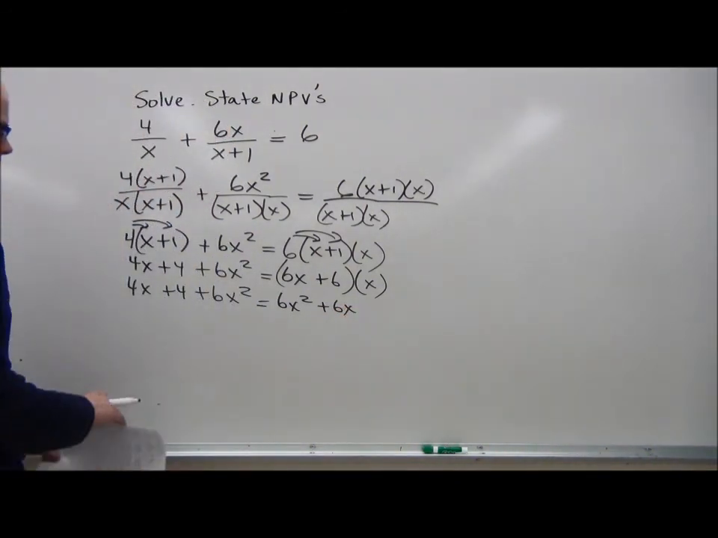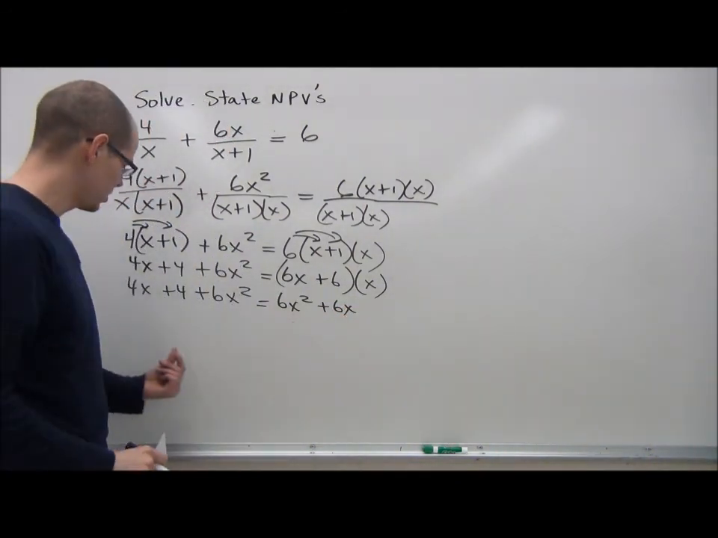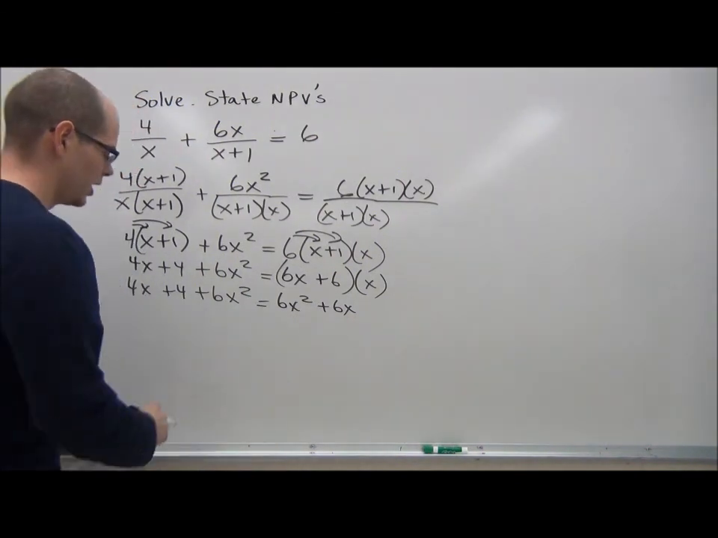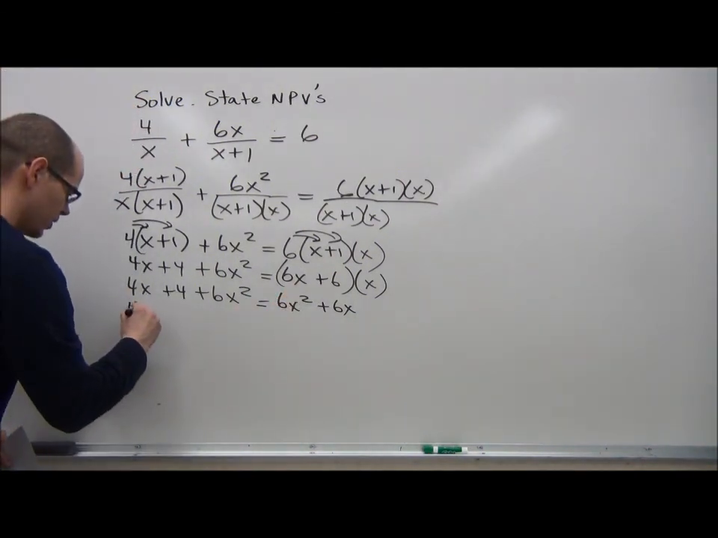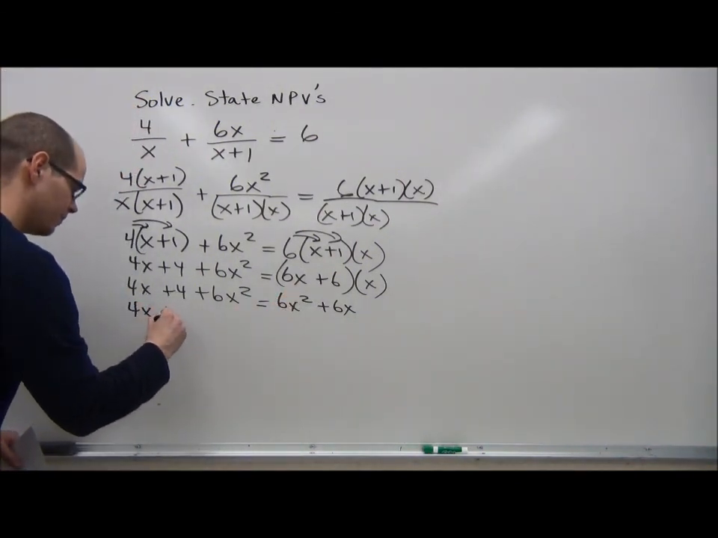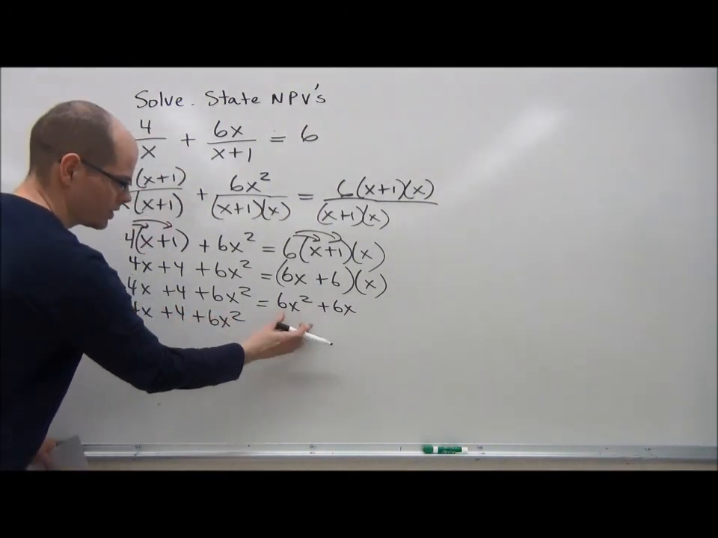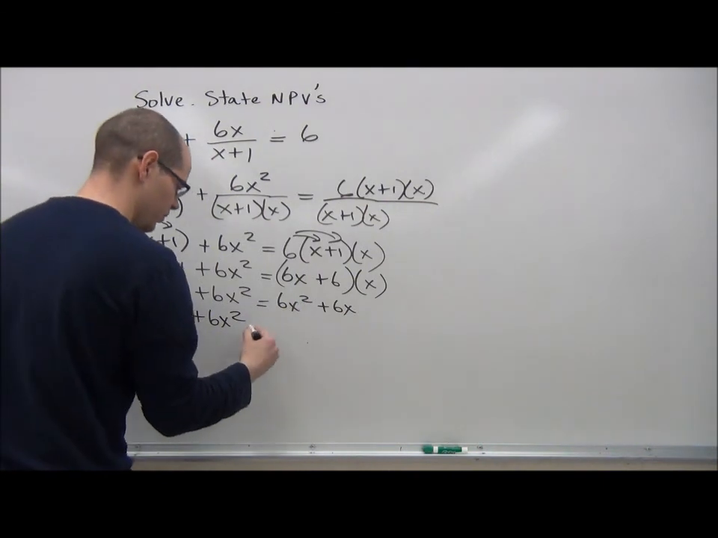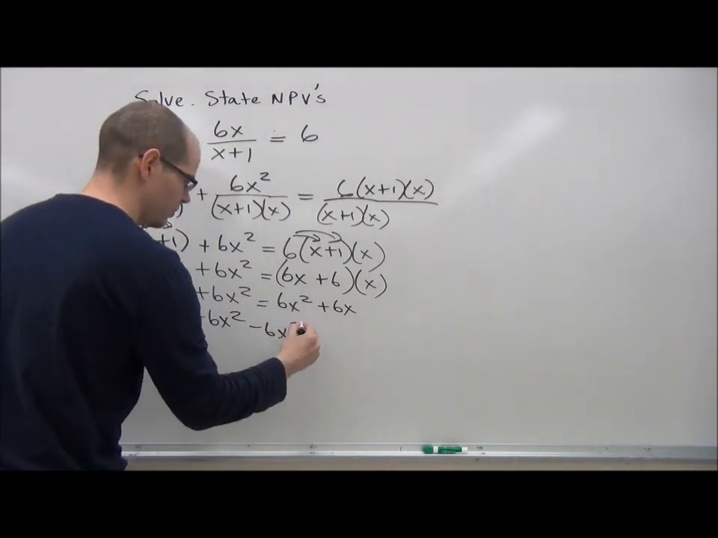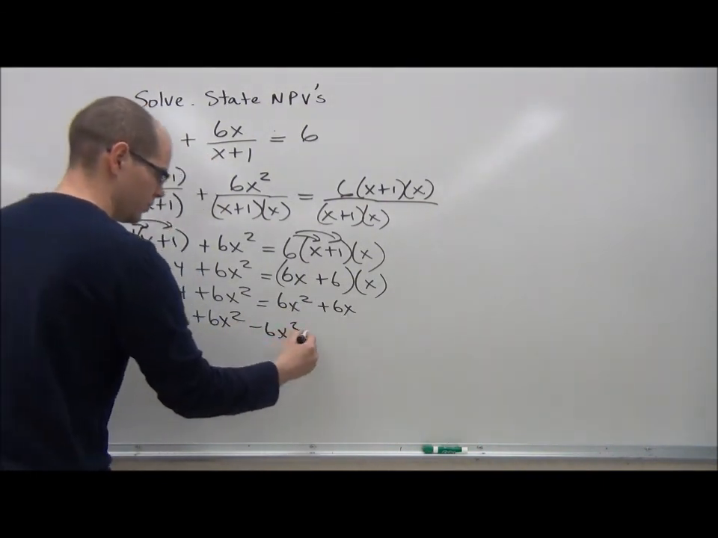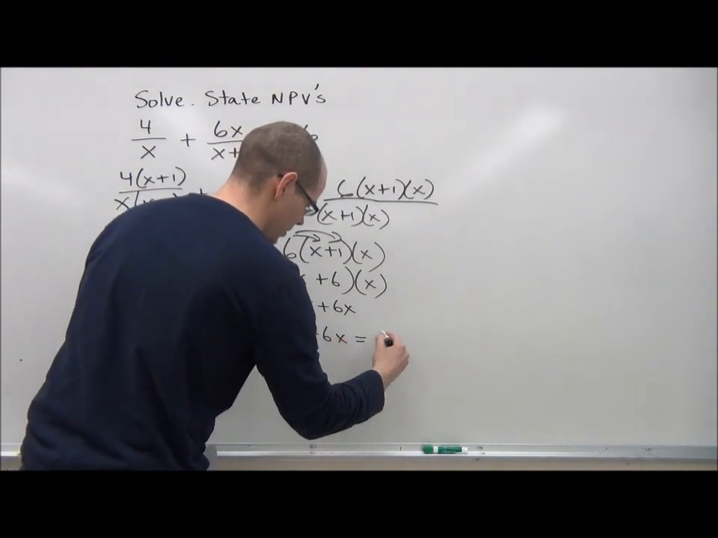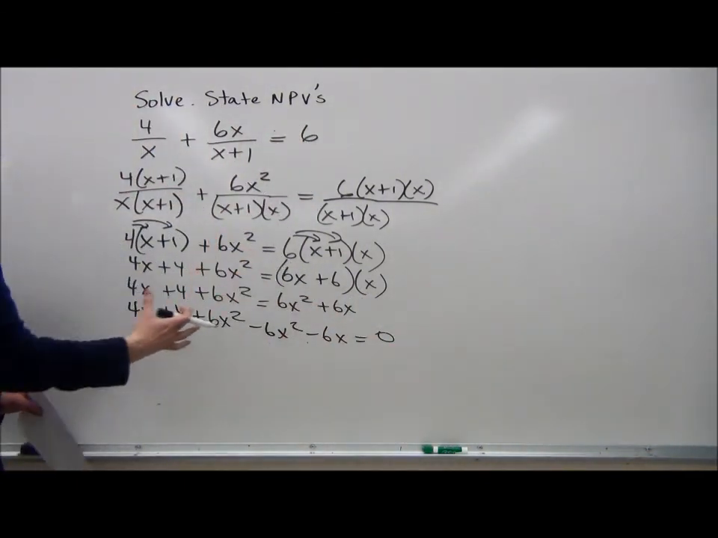Now I can start grouping like terms. You can put these together, you can put those together. I'm going to move everything over to one side of the equation to do that. When these two terms come across, if it's a positive 6x squared, when you move it across, it becomes a negative 6x squared. When you move a positive 6x over, it becomes a negative 6x. I'm just left with 0 on the right. I moved everything over to the left.